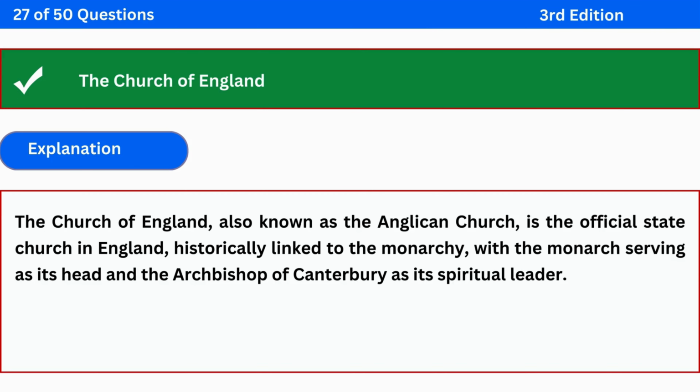The correct answer is the Church of England. Explanation: the Church of England, also known as the Anglican Church, is the official state church in England, historically linked to the monarchy, with the monarch serving as its head and the Archbishop of Canterbury as its spiritual leader.